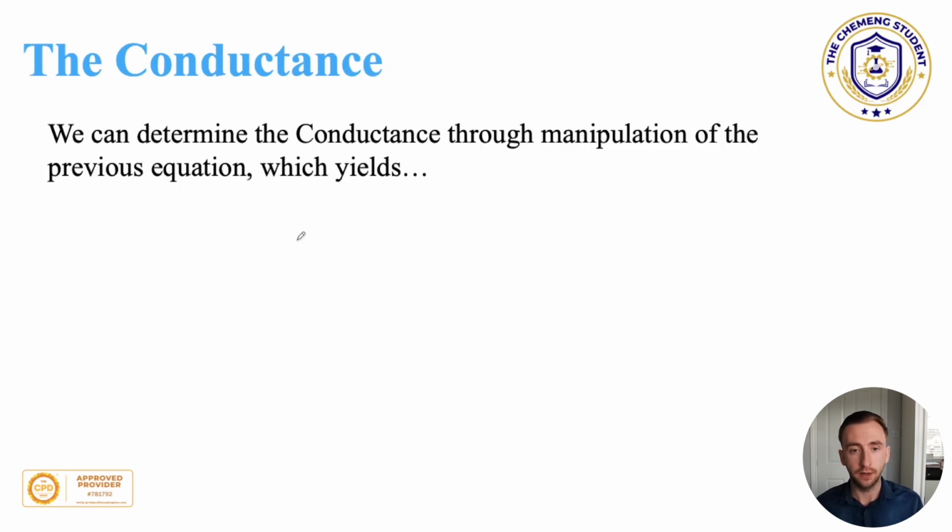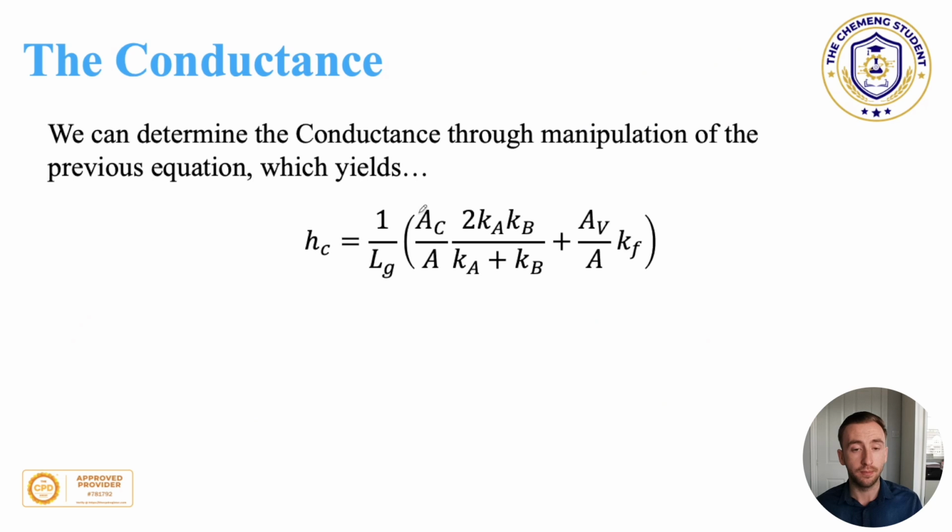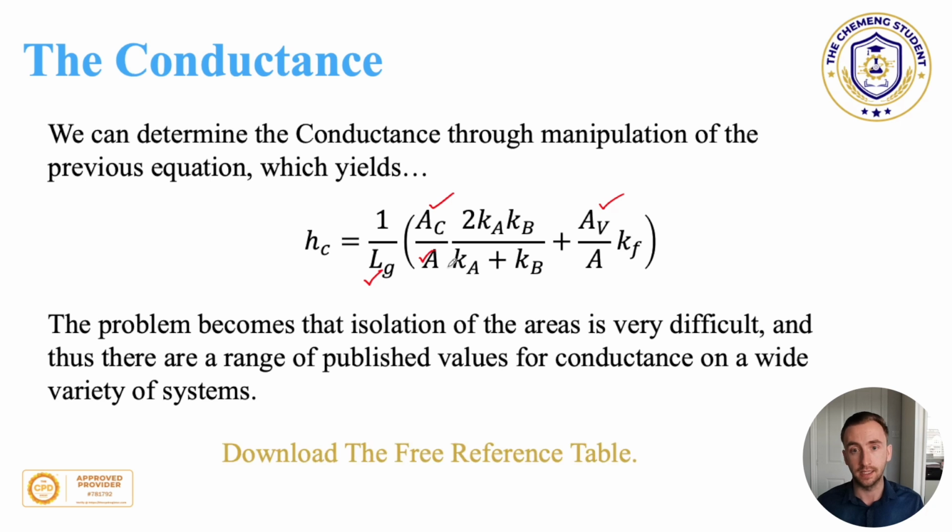Now, one thing to note here is that if we look at this in a bit more detail, then we can determine the conductance through the manipulation of the previous equation. So we can rearrange all of this to identify what the conductance is. And that would be that the conductance is a function, as we said, of AC, of AV, of the length of the gap, and the overall surface area, and then we have our thermal conductivity properties of the solids and the fluids. And as we said, AV, AC, and LG are very, very difficult to isolate.